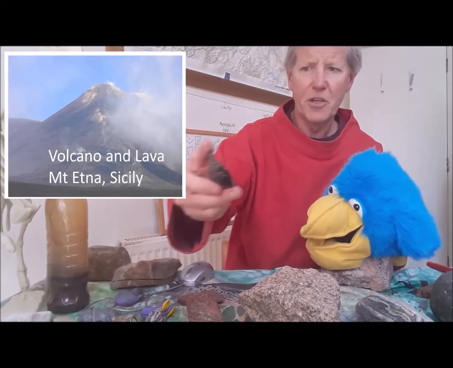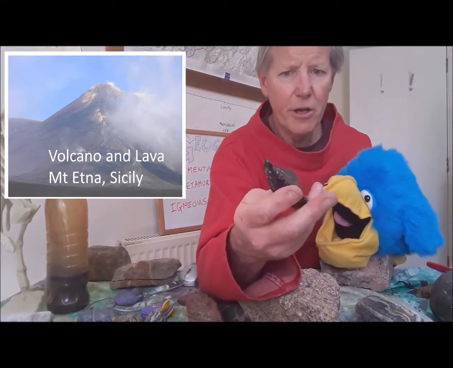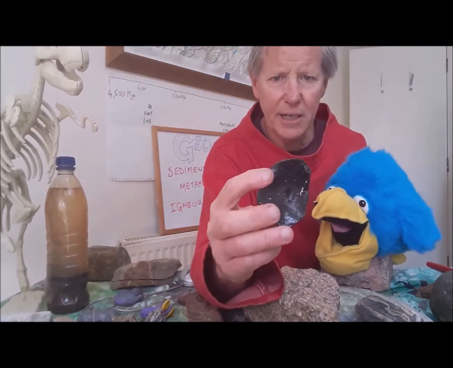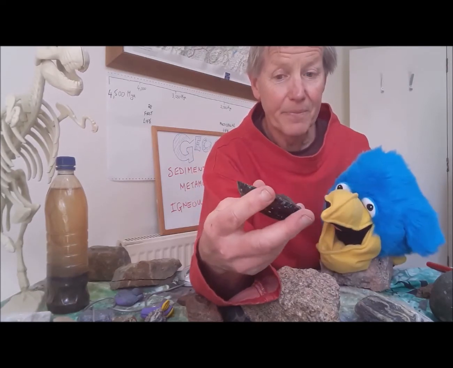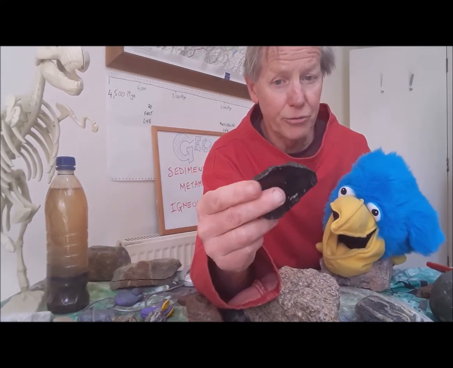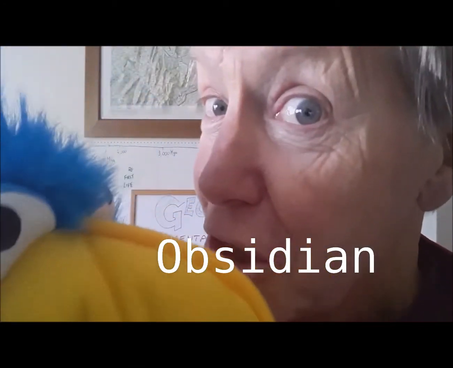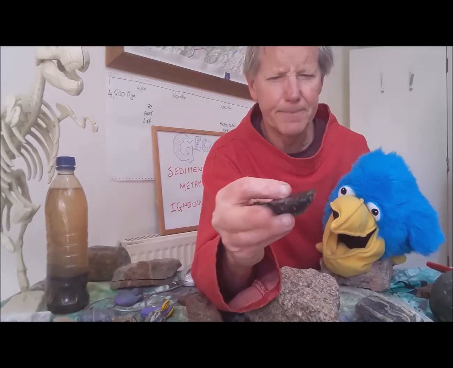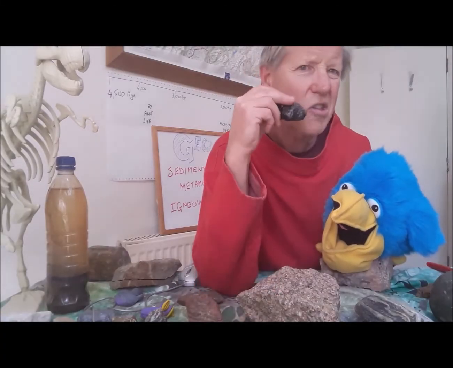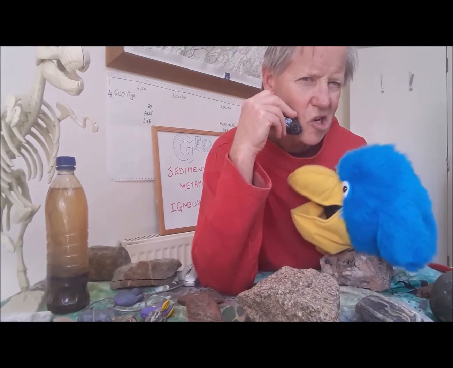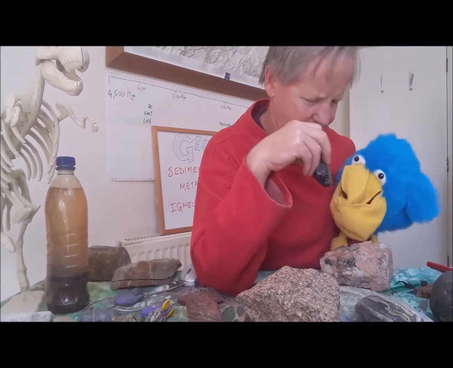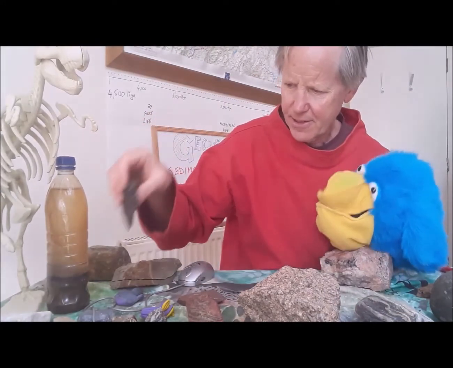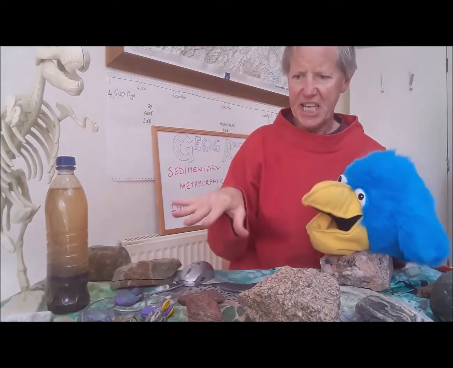Sometimes it comes out so quickly that we have no crystals at all, and it looks like glass. This is obsidian, and it's very black. People used to make jewelry out of obsidian. It was very sharp. I think we could almost shave with it. I think I could shave your hair with it as well. Okay, I won't. So that is igneous rock.